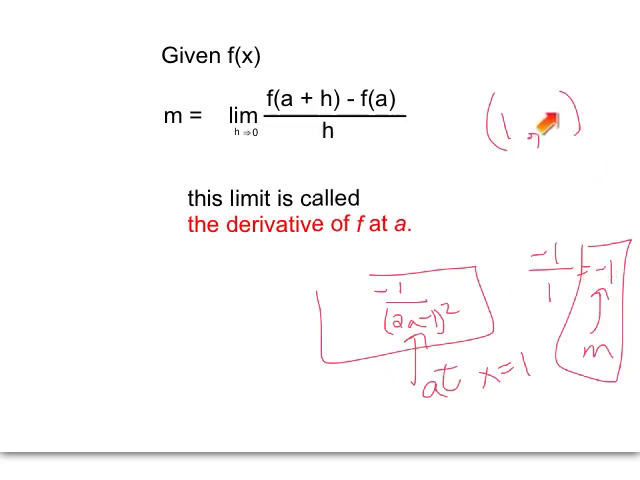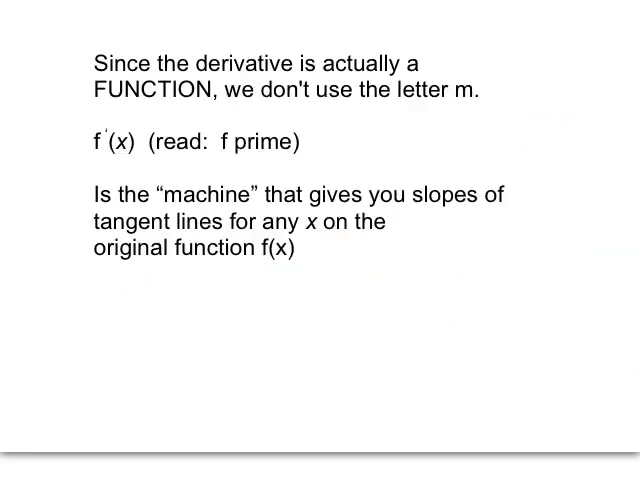Now, how could we figure out this other something? Well, we would have to have the original machine over here. We'd have to know what f of a was, or f of x, and we would plug 1 into the machine. We don't actually have that information in my little example here. Let's move on.